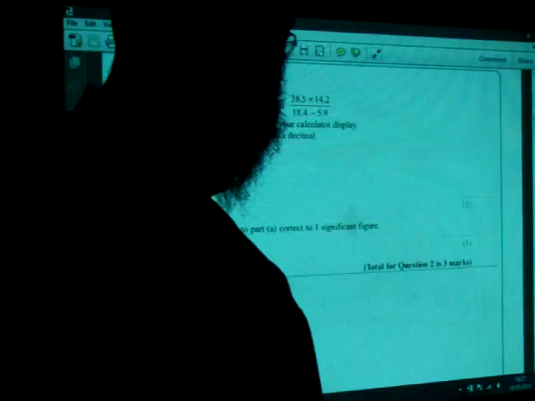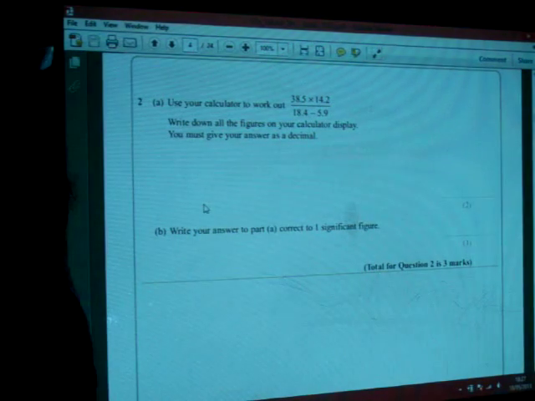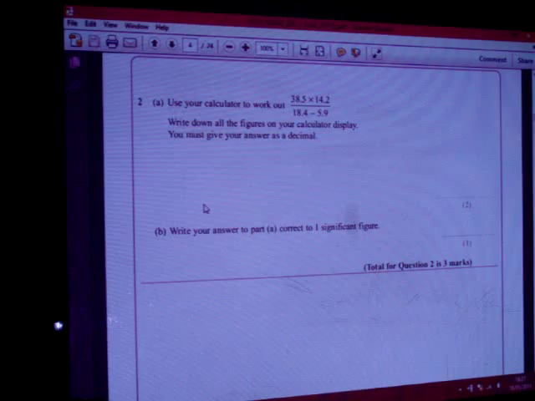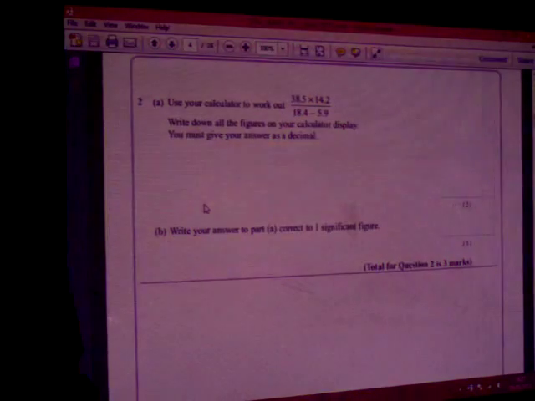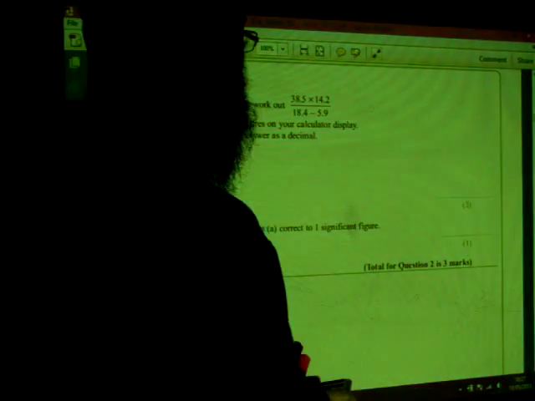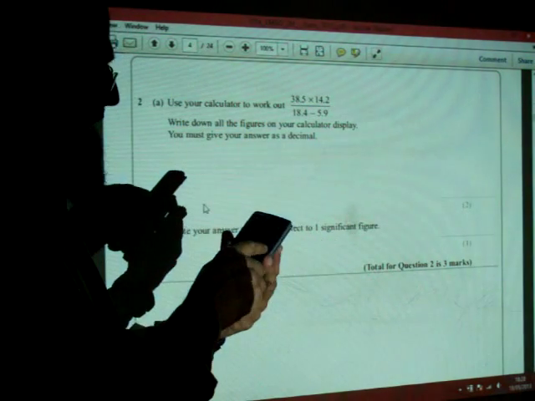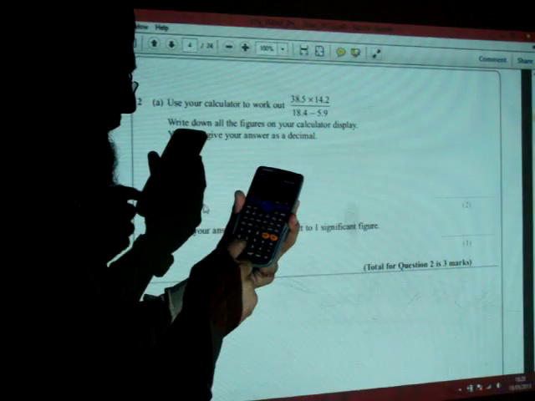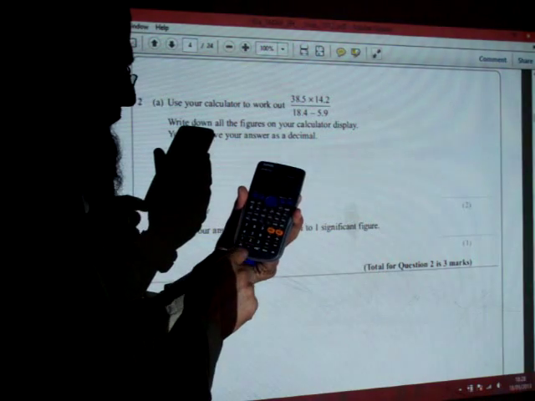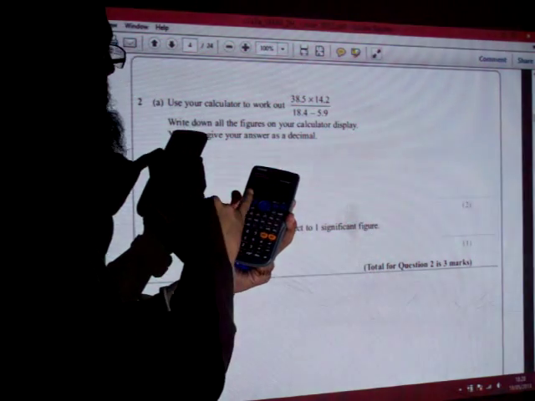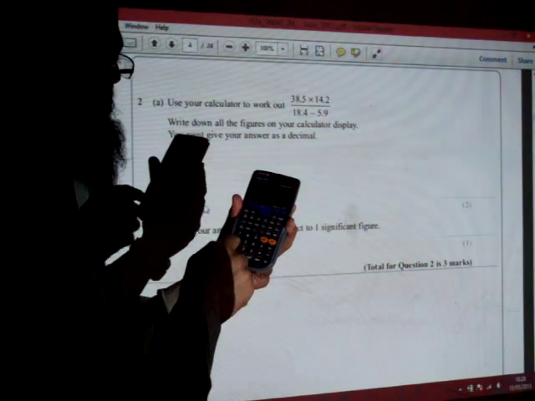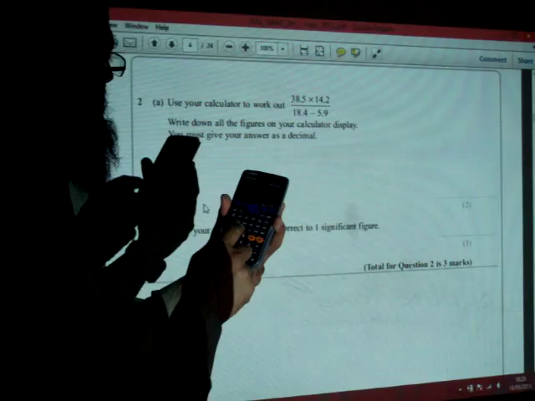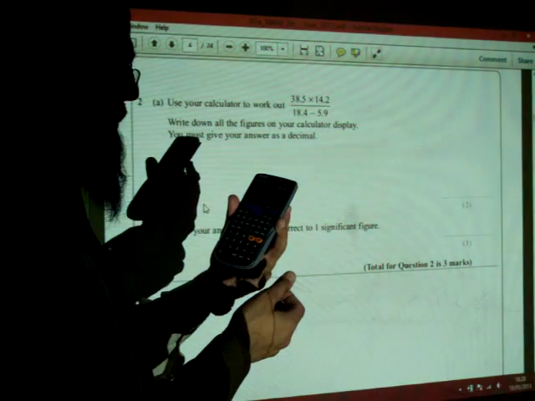You've got to use your calculator to work out 38.5 times 14.2 divided by 18.4 minus 5.9. Let's get the calculator and see what we get. I'm going to use the Casio fx-85GT, the fraction button. Type in on the top 38.5 times 14.2. Press replay, it brings it to the bottom. We've got 18.4 minus 5.9. Press equal. That gives us 43.736.